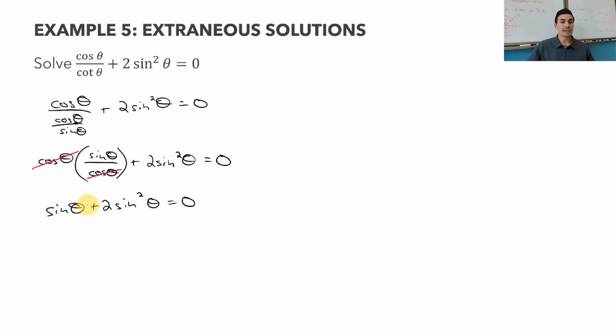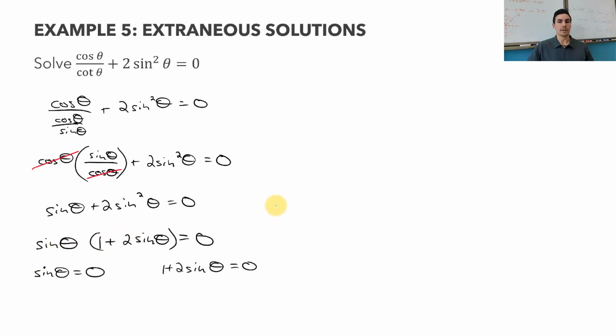Now I can factor out a sine here. And when I do that, I get sine theta, parentheses, 1 plus 2 sine theta, close parentheses, is equal to 0. Now using my zero product property, I'm going to set sine theta equal to 0, and I'm going to set 1 plus 2 sine theta equal to 0.